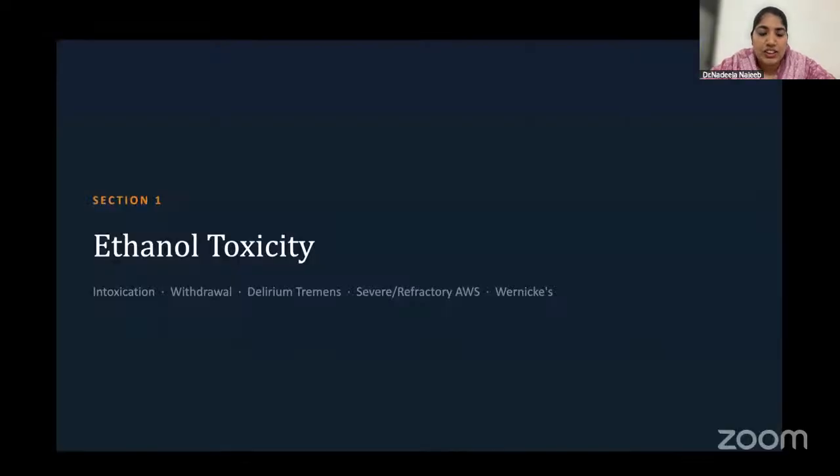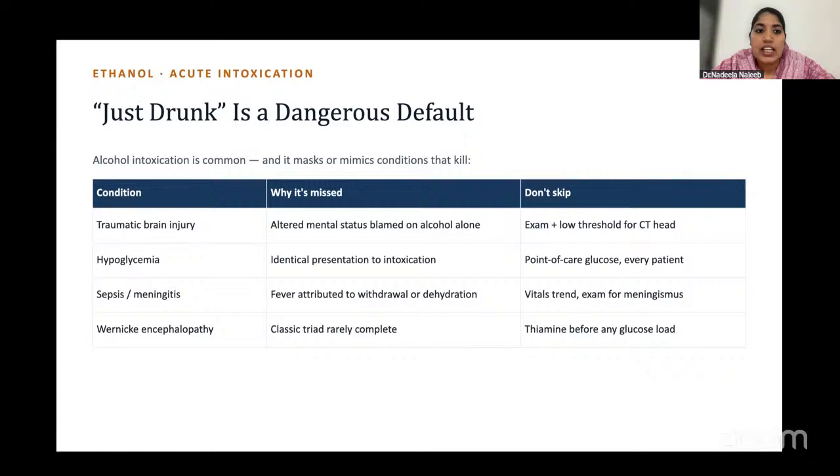Moving on to today's discussion, ethanol toxicity. Ethanol is the most common alcohol ingested, and these patients present to our emergency department on a very common basis. Maybe that's why this familiarity is making us have a decision-making bias. So make sure you do not miss any major diagnosis while labeling patients as just drunk. It is a very dangerous default. You have to make sure you do not miss any of these major diagnoses.